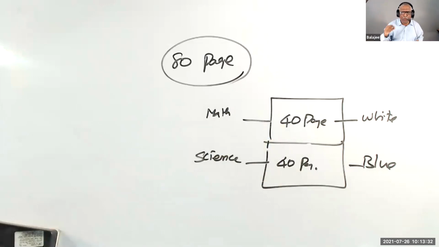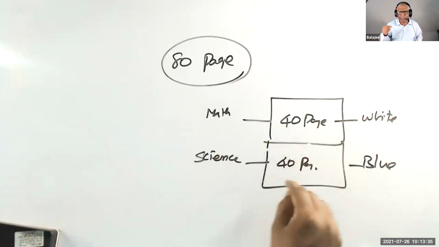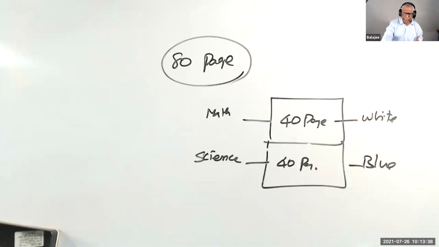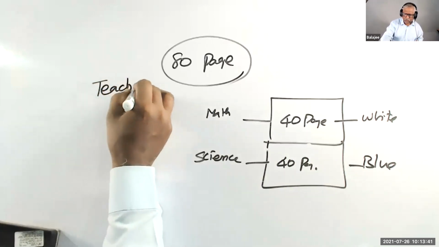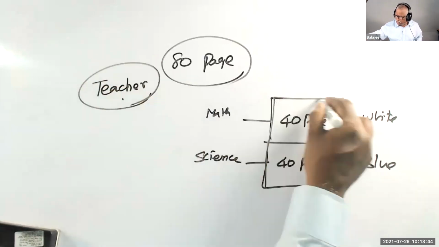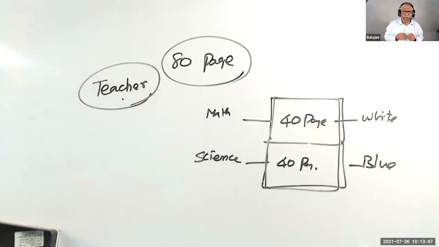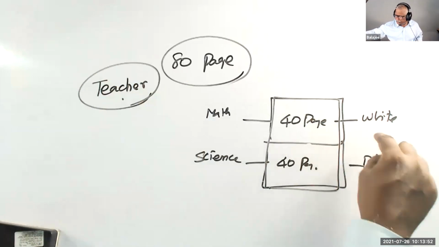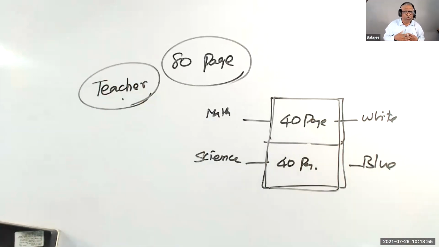Now you carry one notebook which has 40 pages and 40 pages. Your teacher wants you to carry only one notebook, but she says the first 40 pages have to be white and the second 40 pages have to be blue. So you went to all the shops. No shop has this. They say, hey, we don't have a book of this combination. But they said, sir, we have 40 pages of white and 40 pages of blue. You take it and combine it.